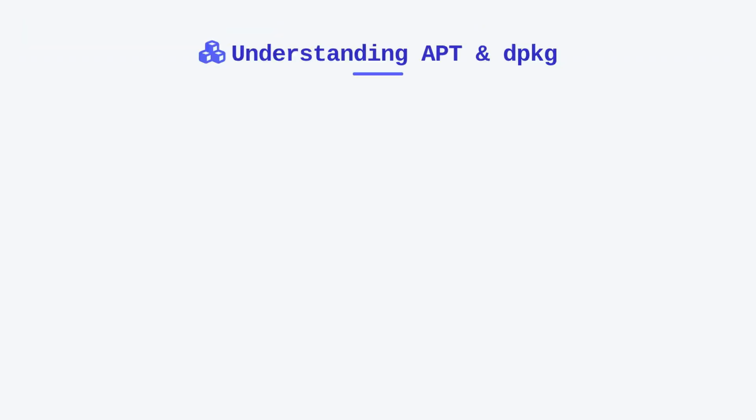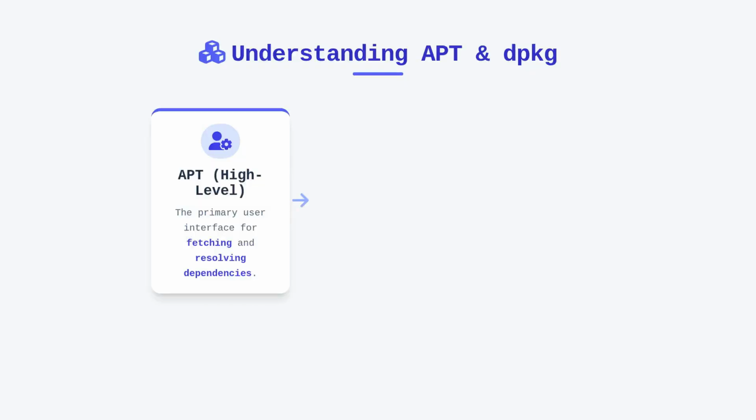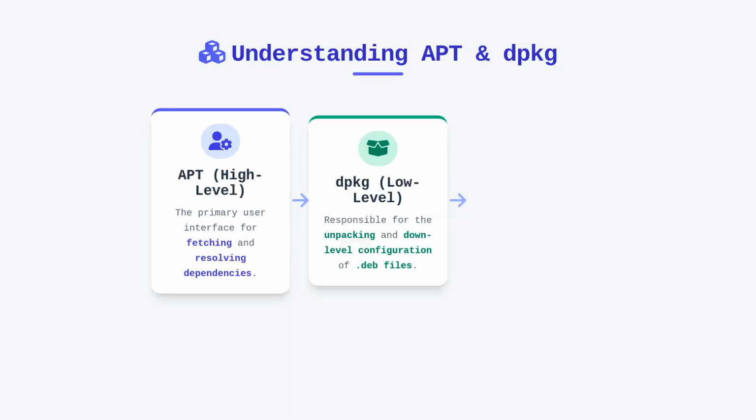On Debian-based systems like Ubuntu, the Advanced Package Tool, commonly known as APT, serves as the primary interface for users to fetch and resolve dependencies. Beneath this high-level layer sits dpkg, which is the low-level utility responsible for the actual unpacking and configuration of individual deb files. If you run an update, APT synchronizes your local cache with the remote repository index to determine which packages have newer versions available.